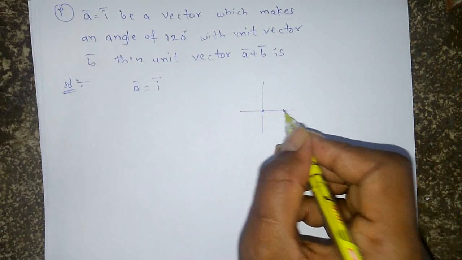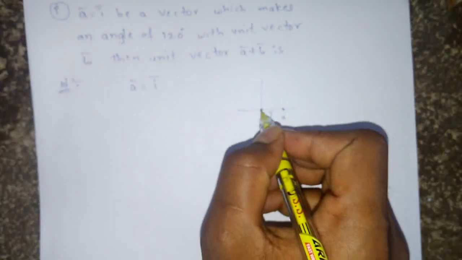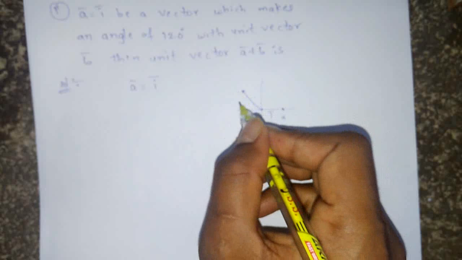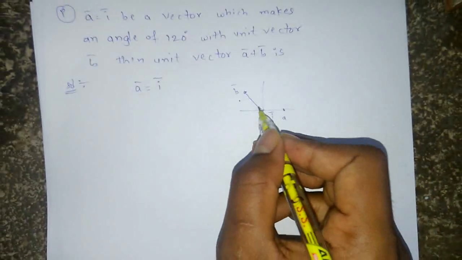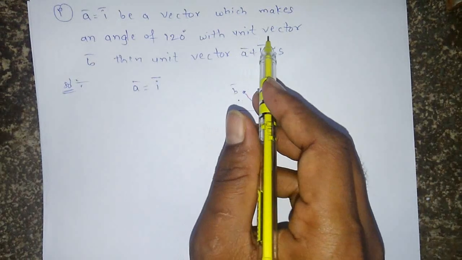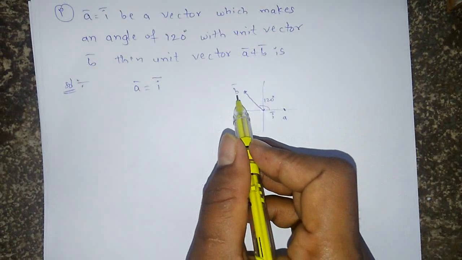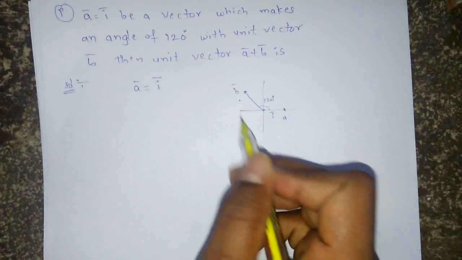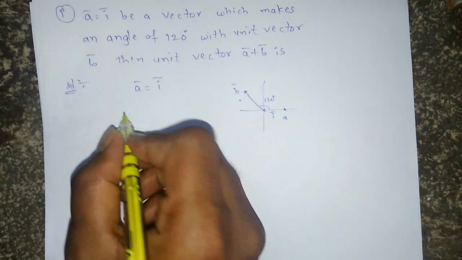so this is A bar, this is I bar. So B bar is like this, and this is 120 degrees. So I said B bar is also a unit vector. So you can find B bar as a point on the unit circle with center origin. So how can you find it?